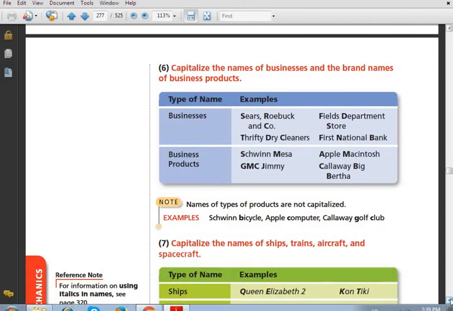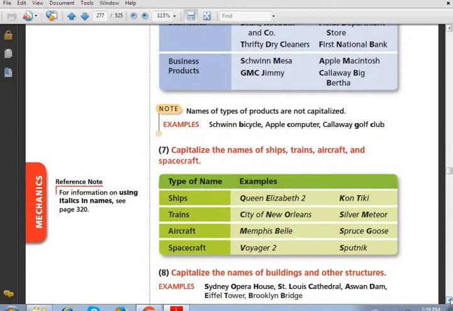Capitalize the names of trains, ships, aircraft, and spacecraft. Train, just like Silver Rocket. The name of the train is Silver Rocket. Ships: the name of the ship is USS Olympia. Aircraft, just like Spruce Goose. Spacecraft, just like Mir. Hey guys, all of these are capitalized.